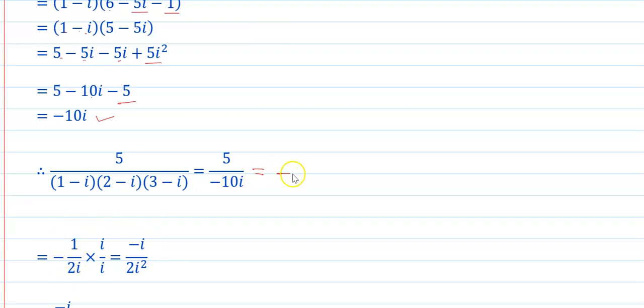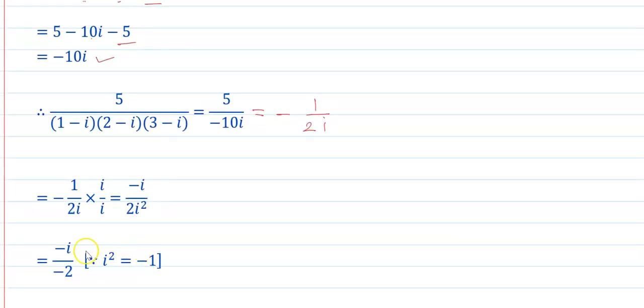that is 1 upon minus 1 upon 2i. Here is 1 upon minus 1 upon 2i. Now multiply numerator and denominator by i. 1 into i, you will get i. i into i, you will get i square. i square is minus 1 and overall, you will get here, that is minus i upon 2.